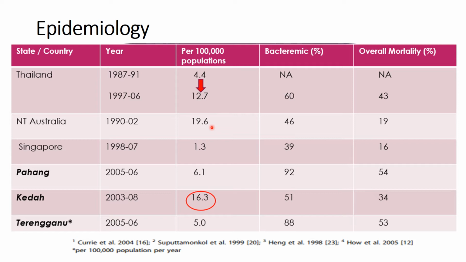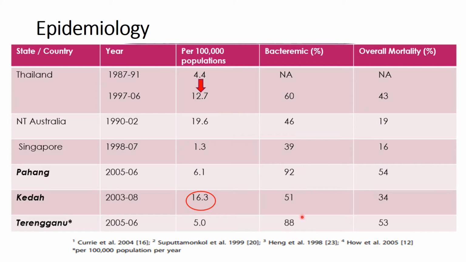To justify this high incidence, perhaps we could tally it with the high rainfall, a common environmental factor that may underlie the high incidence observed in Malaysia, especially in Kedah, and also in the Northern Territory of Australia. Besides that, I would also like to show the mortality rates. Kedah, with a 16.3 incidence per 100,000, has a mortality of 34%, whereas in Pahang, the incidence is 6.1 per 100,000 population and the mortality is 54%. Even in Terengganu, the mortality is almost half, at 53%.